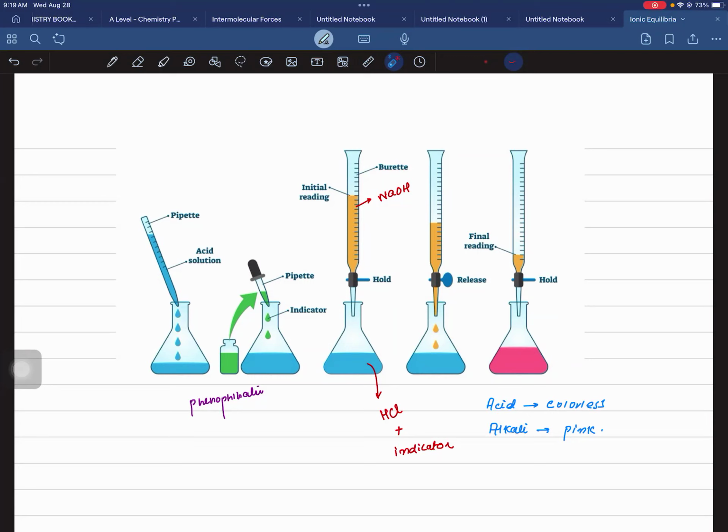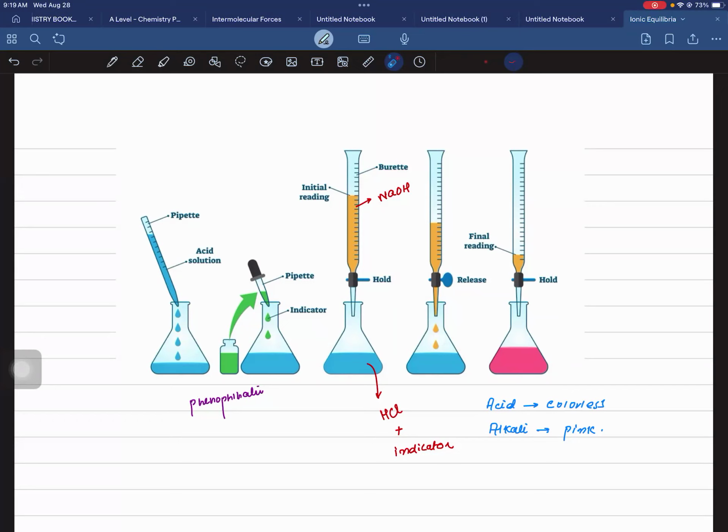Okay, because the titration has been completed so far. This pink color indicates that the titration is completed, the neutralization reaction has been completed. So this is the purpose of the titration. When you see the pink color in this conical flask, this is called the end point.